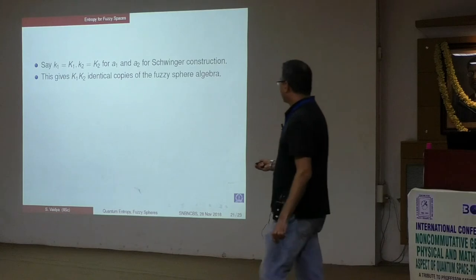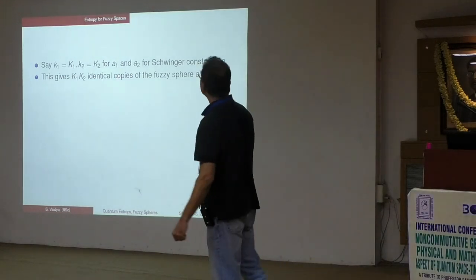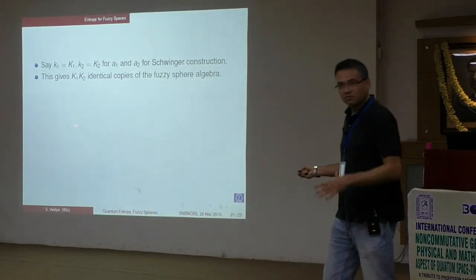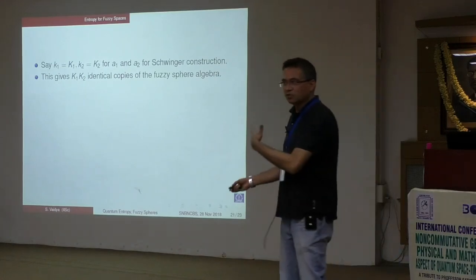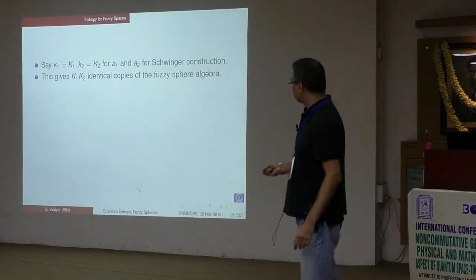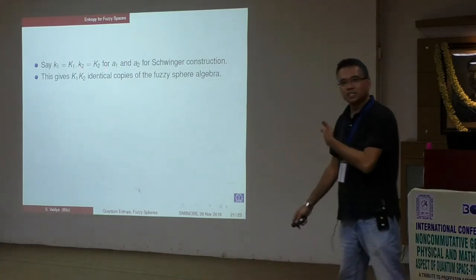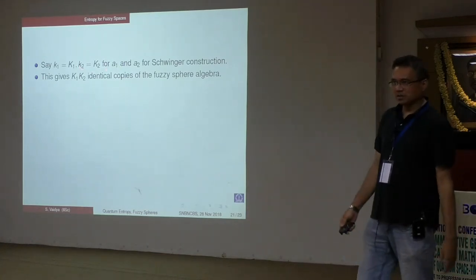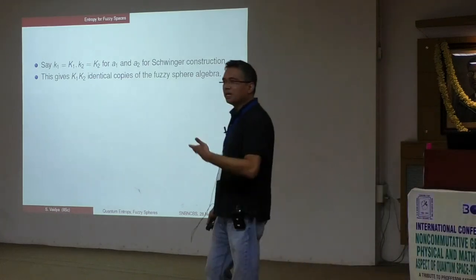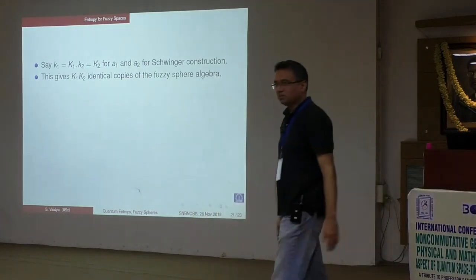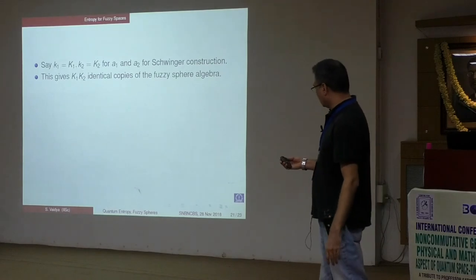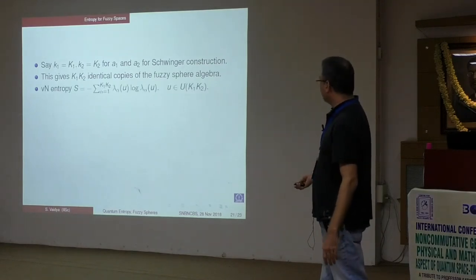it gives you K1 times K2 identical copies of the fuzzy sphere algebra, if you like, in the units that I've chosen of, say, the unit radius. If you put k1 equal to 1 and k2 equal to 1, then you just get back the usual one with irreducible representations of the oscillator algebra.